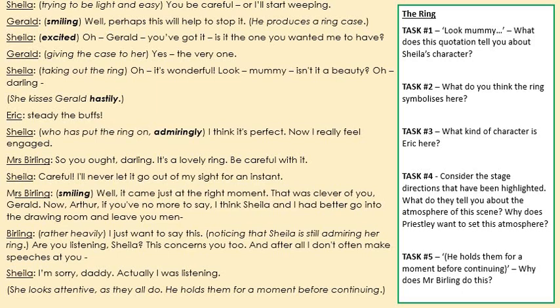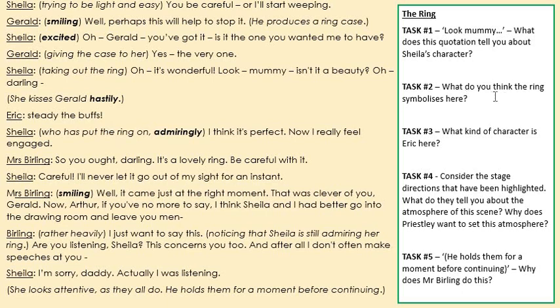So, we see a little bit more of Sheila here. And for task 1, we're looking at how she addresses her parents. She says, "Look, Mummy," and "I'm sorry, Daddy," and that kind of implies to us that, yes, she's in her early 20s, but she's probably quite immature. She maybe even comes across as quite spoilt, quite naive, quite inexperienced. It could also be an indicator of her class.